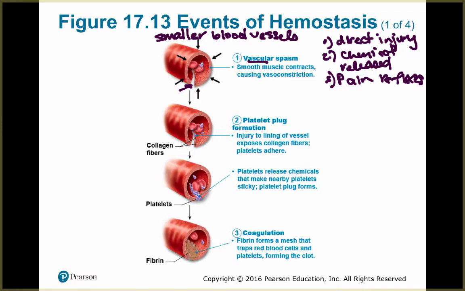This vasoconstriction is going to reduce blood flow, because we don't want to bleed out, right? A big part of the chemical that helps this happen is serotonin.